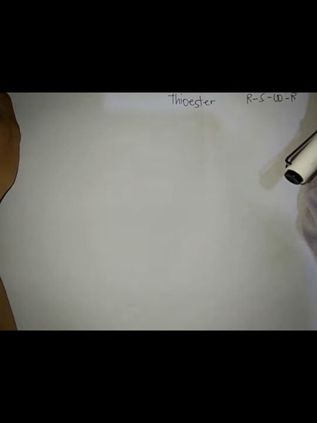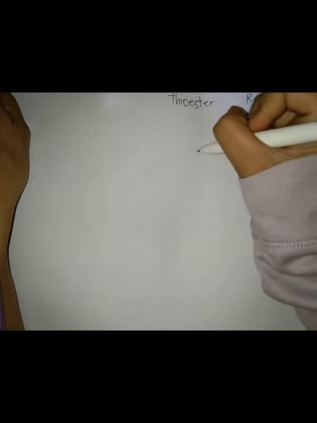Hello, I'm here again to discuss thioesters. Thioesters are compounds with the functional group shown here. They are analogous to carboxylate esters, with the sulfur in the thioester playing the role of the linking oxygen in the carboxylate ester. So the general formula of a thioester is like this.